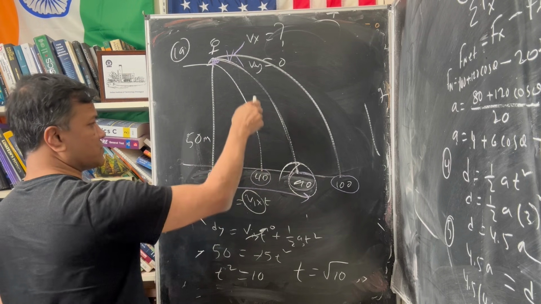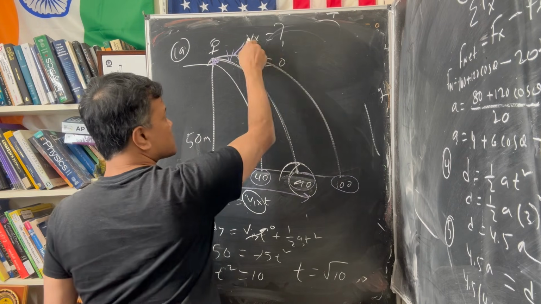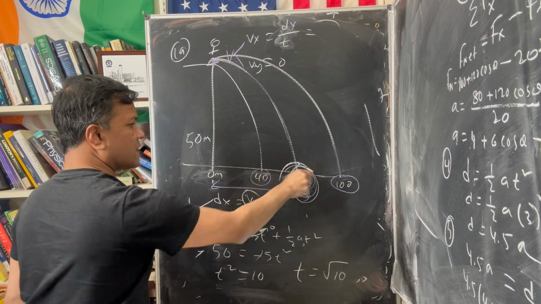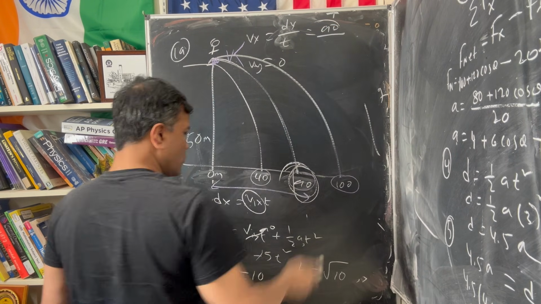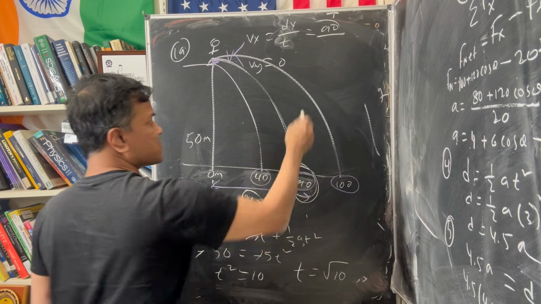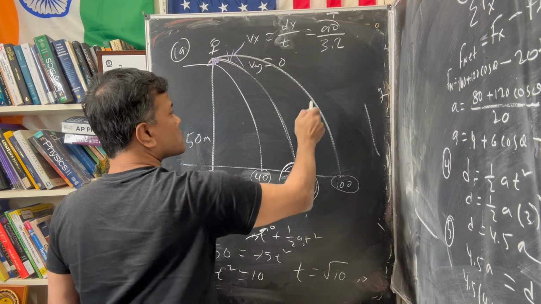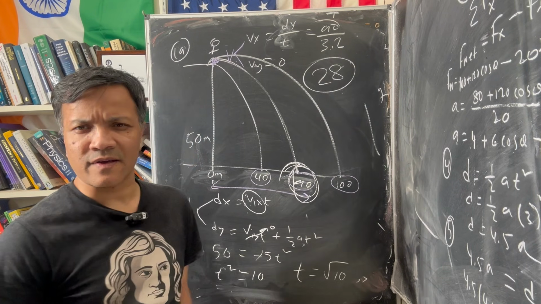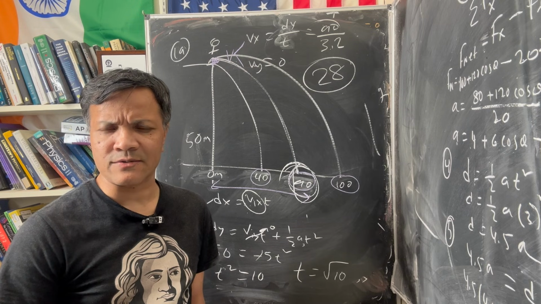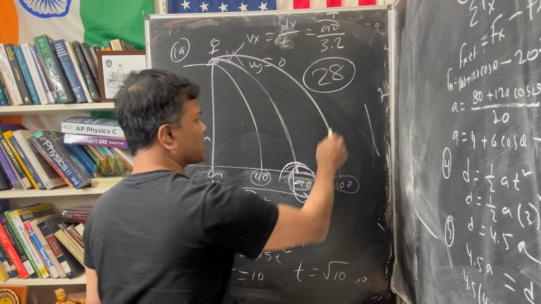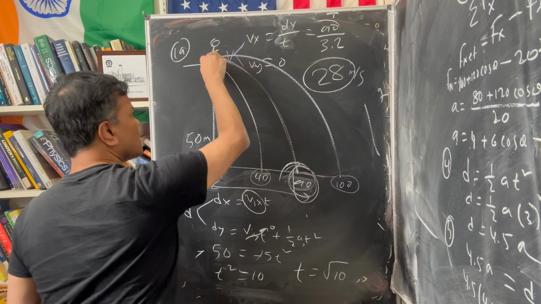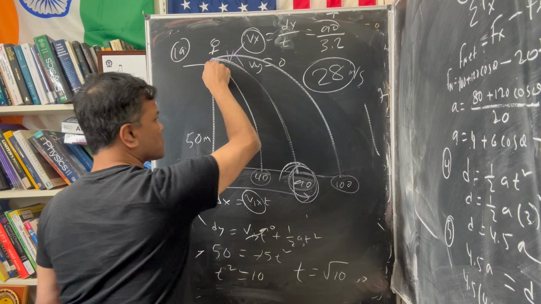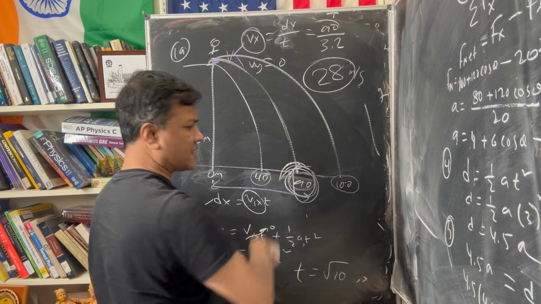So Vx is what? dx over t. Do we know dx? Yes, 90. Do we know t? t is square root of 10, which is 3.2. So 90 divided by 3.2 is 28 something. But I asked you for 2 sig fig. So 28. 28 what? Meter per second. So you have to leave the rooftop with Vx 28 meter per second. So you don't land here, you don't land there, you land here.